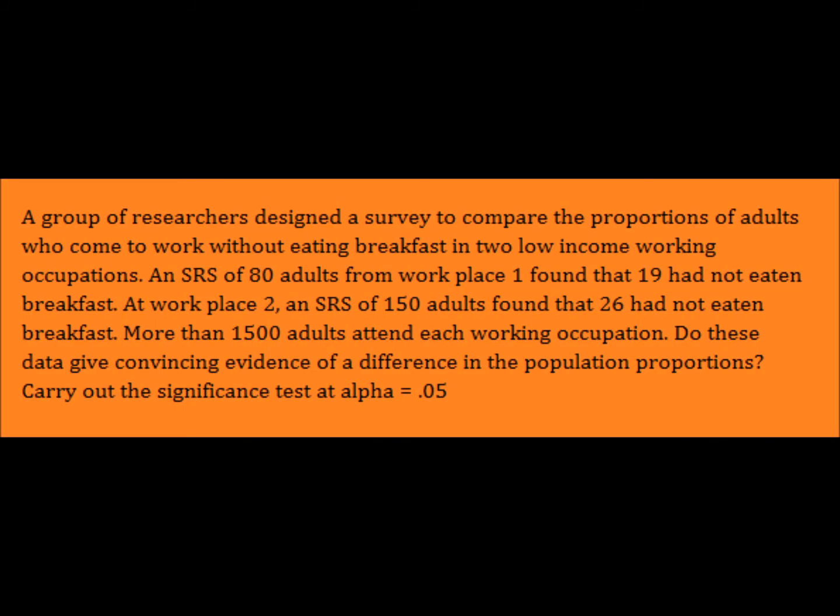Look at an example. A group of researchers designed a survey to compare the proportions of adults who came to work without eating breakfast in two low-income working occupations. An SRS of 80 adults from Workplace 1 found that 19 had not eaten breakfast. At Workplace 2, an SRS of 150 adults found that 26 had not eaten breakfast. More than 1,500 adults attended each working occupation. Do these data give convincing evidence of a difference in the population proportions? Carry out the significance test at alpha equals 0.05.